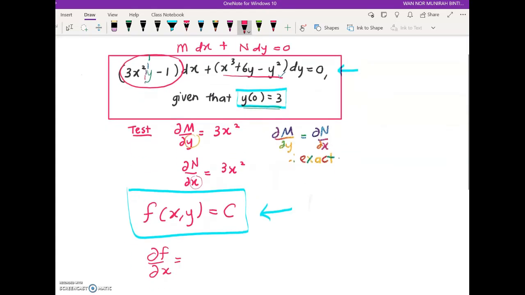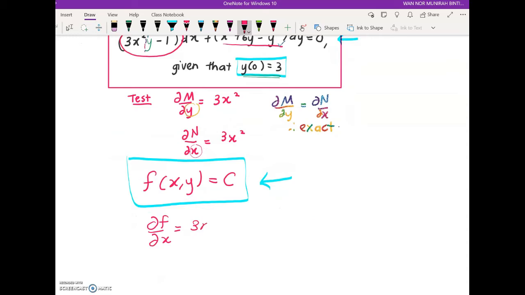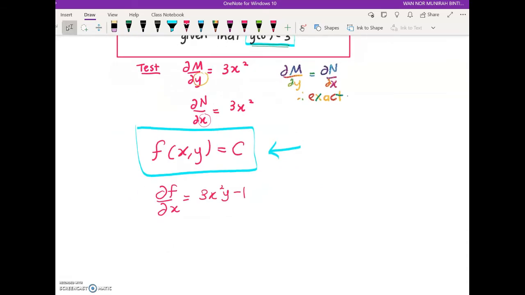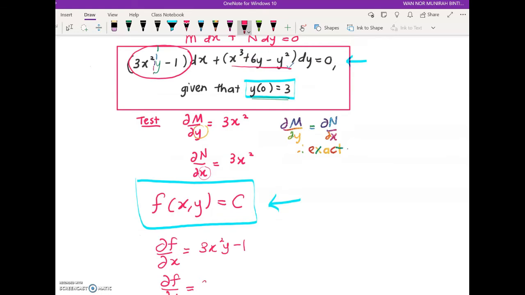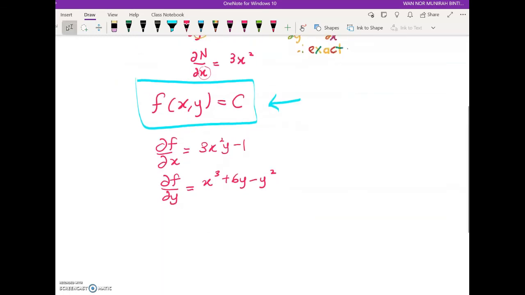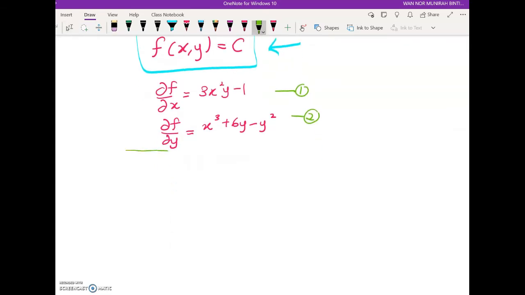What is our M? M is 3x squared y minus 1. And then the second one is del f del y, which is your N. What is our N? So we have x cubed plus 6y minus y squared. So we just label this as equation 1 and equation 2. Now we want to solve.